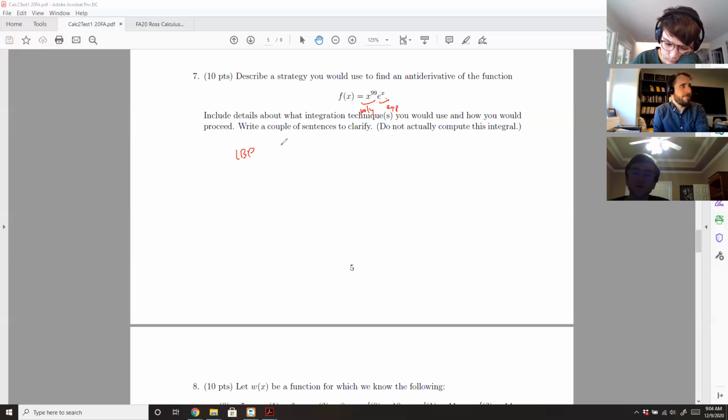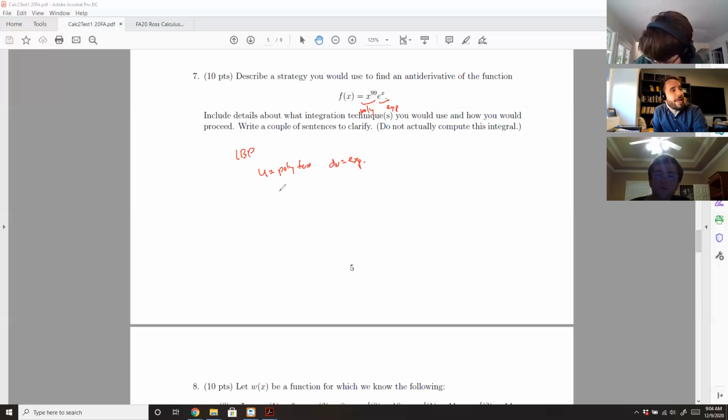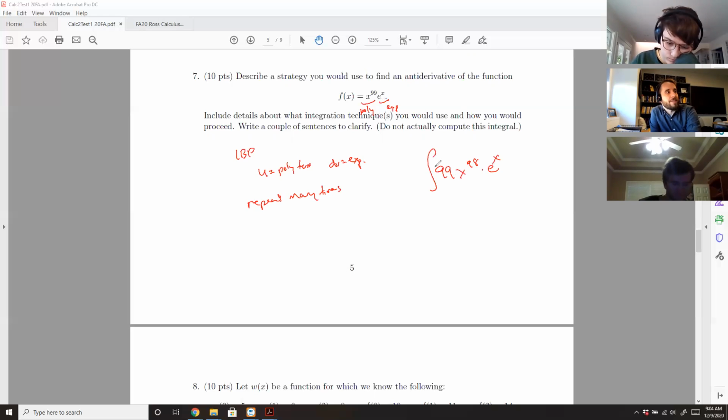And then I was also looking for a few more words about specific strategy. In this case, making the observation that we want u to equal the polynomial term, dv to equal the exponential term, and the observation that you would need to repeat many times, right? Because if we use integration by parts once, this would end up being 99x to the 98 times e to the x as one of our expressions, and we would have to use integration by parts again and again and again, many, many times.